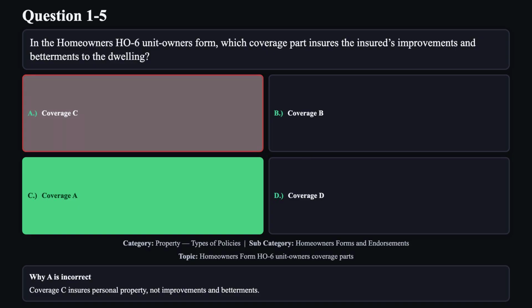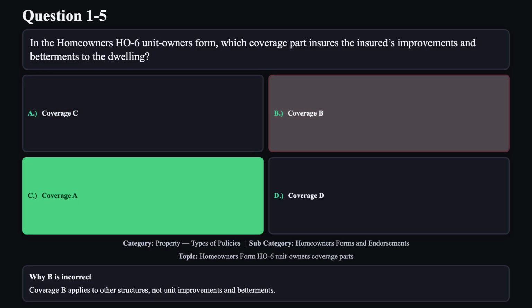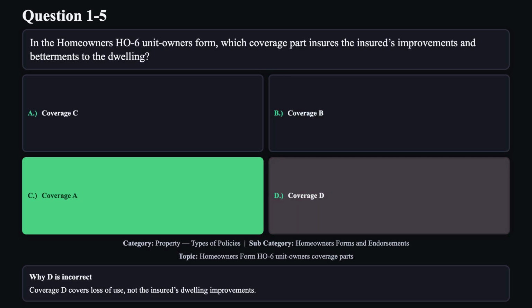Reason A is not correct. Coverage C insures personal property, not improvements and betterments. Reason B is not correct. Coverage B applies to other structures, not unit improvements and betterments. Reason D is not correct. Coverage D covers loss of use, not the insured's dwelling improvements.